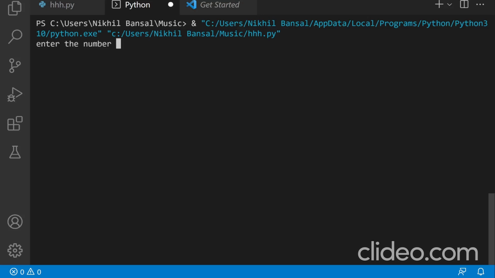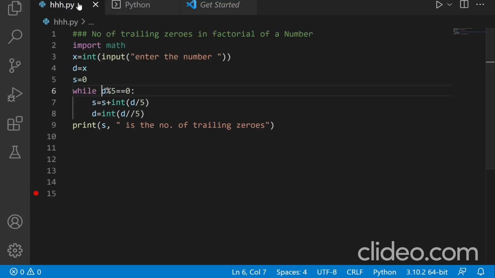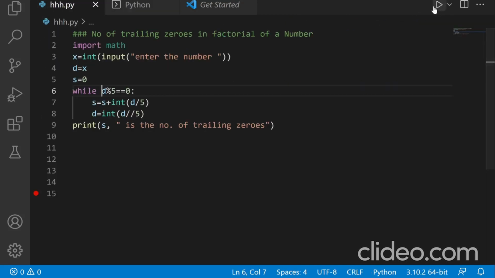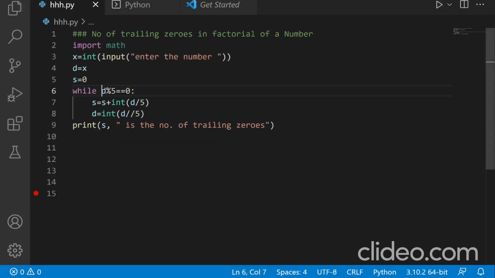So let's try it, guys. Let's try it for 100 first. Correct. What about 25 factorial? So 25 factorial, no, sorry. 25 in case of today, we should have got 6 as the answer that I remember. Fine, perfect. Now what? Let's take a number less than 5. 4 factorial, let's say. So 0. So it seems to be working fine, guys. That's it. Thank you.